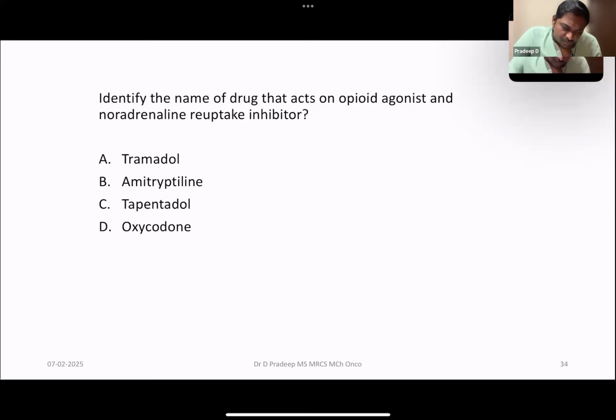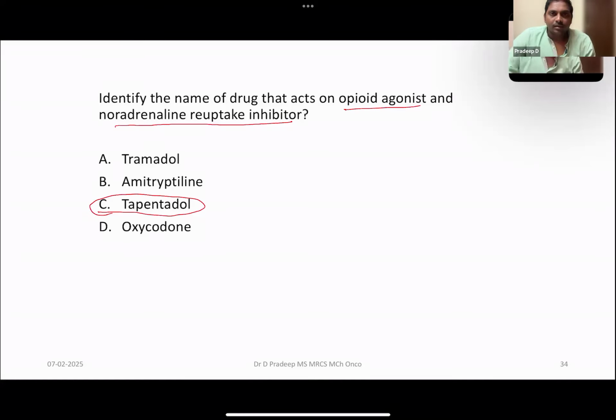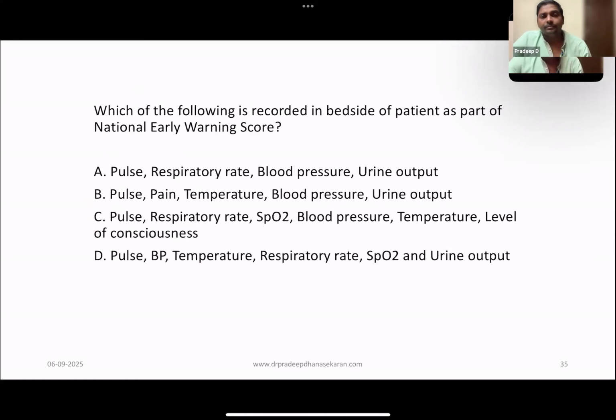Right. So identify the name of the drug that acts on opiate as an agonist and a noradrenaline reuptake inhibitor. It's nothing but a painkiller, that is tapentadol. So we have completed the preoperative assessment as well as the anesthesia per se. Now we'll move on to postoperative care, immediate postoperative care followed by postoperative complications.